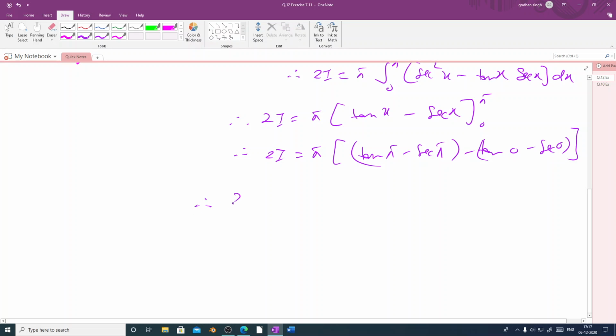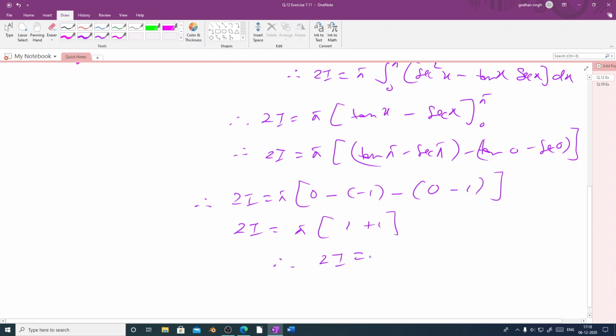Therefore we get 2I equals pi times tan pi is 0 minus, but sec pi is minus 1, minus, here also tan 0 is 0 and minus sec 0 is minus 1. So therefore we get 2I equals pi times, this is minus minus plus, so plus 1, and here also 1: 1 plus 1. So we get 2I equals 2 pi, and 2 and 2 cancel out. Therefore I equals pi. So this is the answer of question number 12.